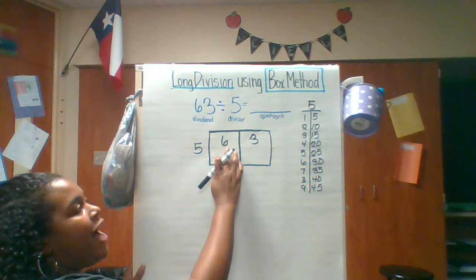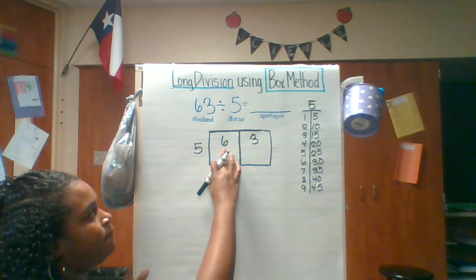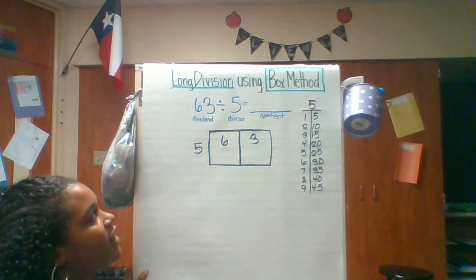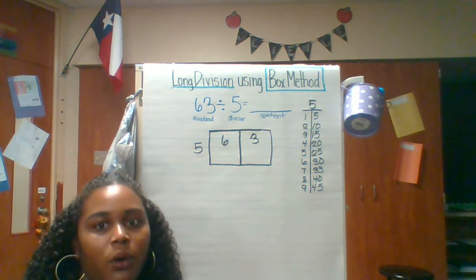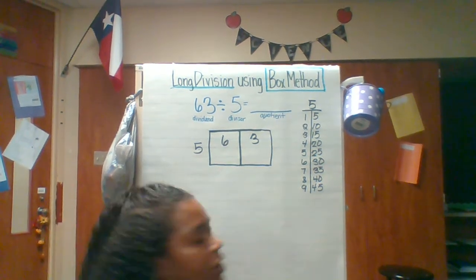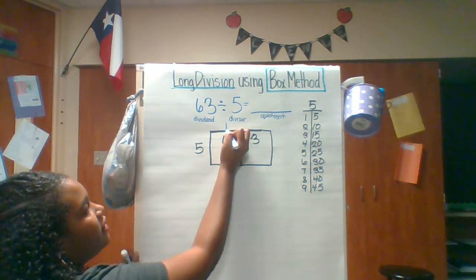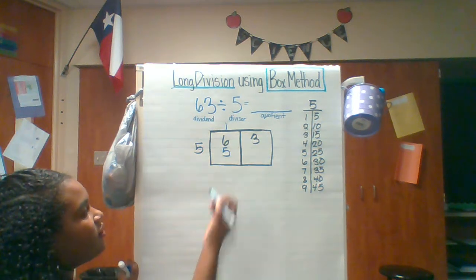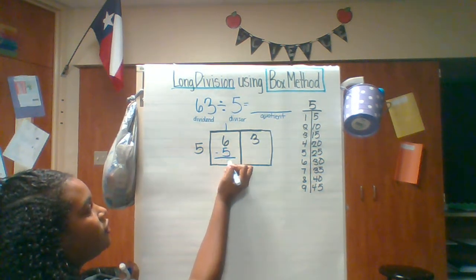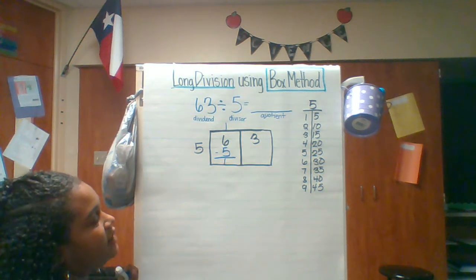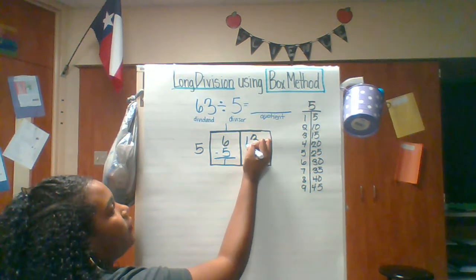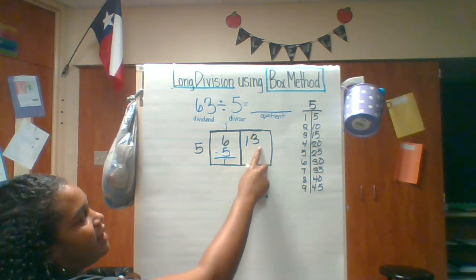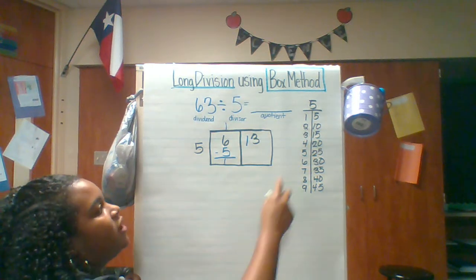So I look here at my 6 first and I say, how many times can 5 go into 6? And I see that it can go 1 time. I'm going to put my 1 up here, and then I'm going to multiply. 1 times 5 is 5. I will subtract what's left over, which will give me 1 that did not make it into my group of 5. So I'm going to bring that 1 over here. So now I have 13. And how many times can 5 go into 13? I'm going to use my T-chart.